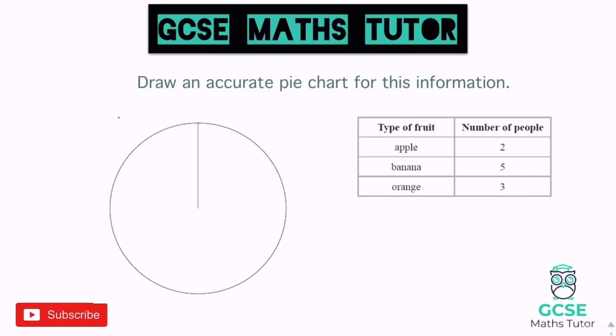Okay, so drawing a pie chart. We've got to draw an accurate pie chart for this information. The good thing about a pie chart is these numbers in the table are always going to fit into 360. This is quite a small one here, because if I add these up, I've only got 10 people in this pie chart. It looks like the type of fruit that they prefer maybe.